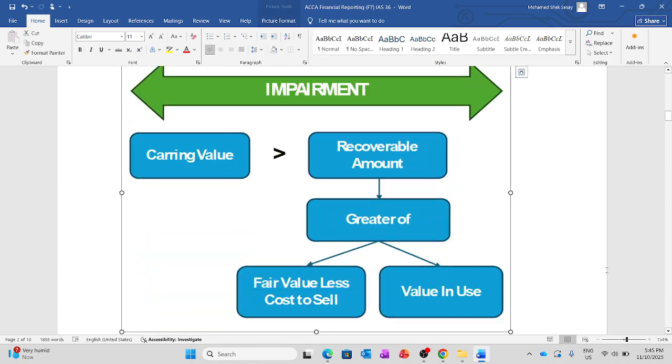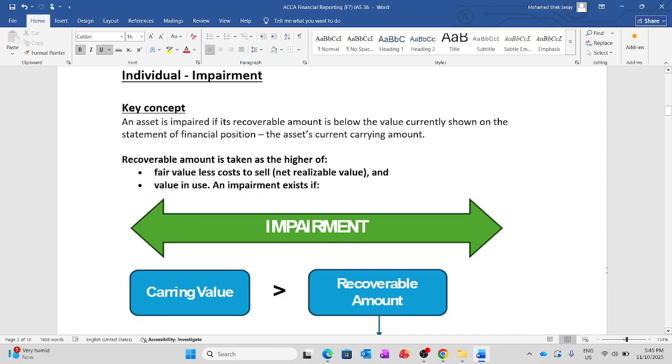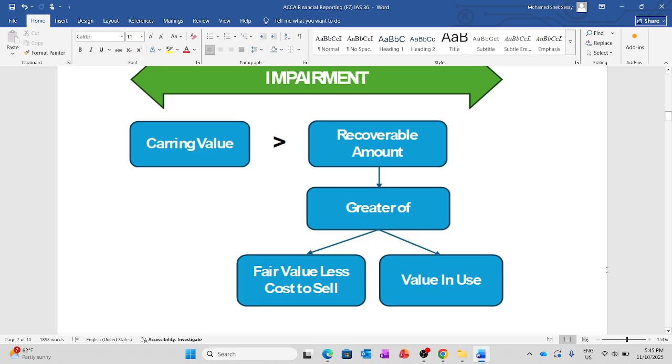So now we are going to look at the concept of impairment for individual assets. As I already mentioned earlier, when we're talking about impairment, we are going to compare the carrying value of an asset to its recoverable amount. If the carrying value of the asset is greater than the recoverable amount, it means we are going to impair the asset. We are going to reduce the value of the asset to the recoverable amount. This is the takeaway point you need to know. And the recoverable amount can either be the higher of the fair value less cost to sell or the value in use, either of the two.